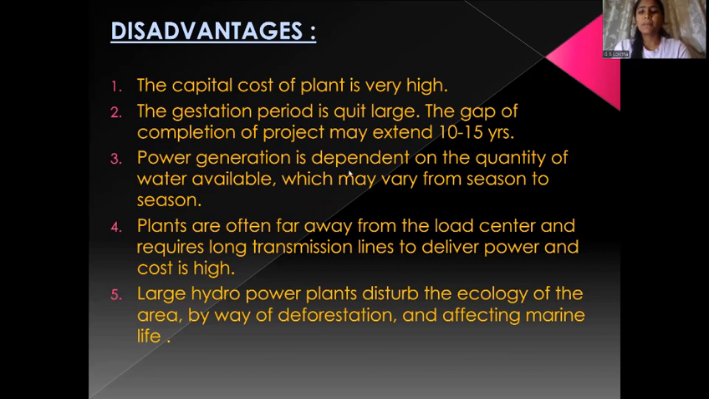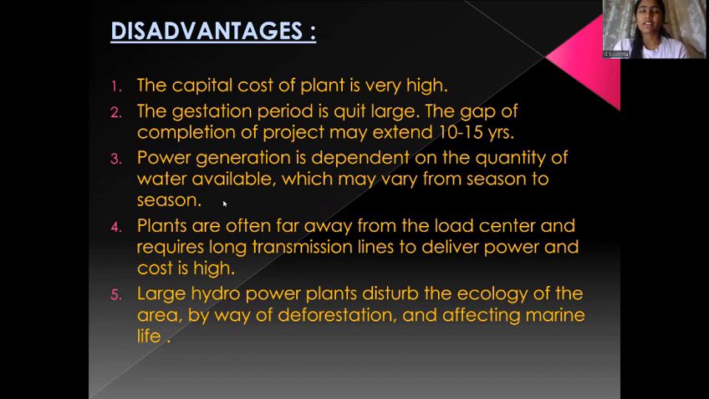Power generation is dependent on the quantity of water available, which may vary from season to season. The water flow varies from one season to another. It may cause a delay of electricity. Usually in the rainy seasons, more water is there and the electric power is more. On summer sunny days, the availability and flow of water is less, so the generation of electricity will become less.